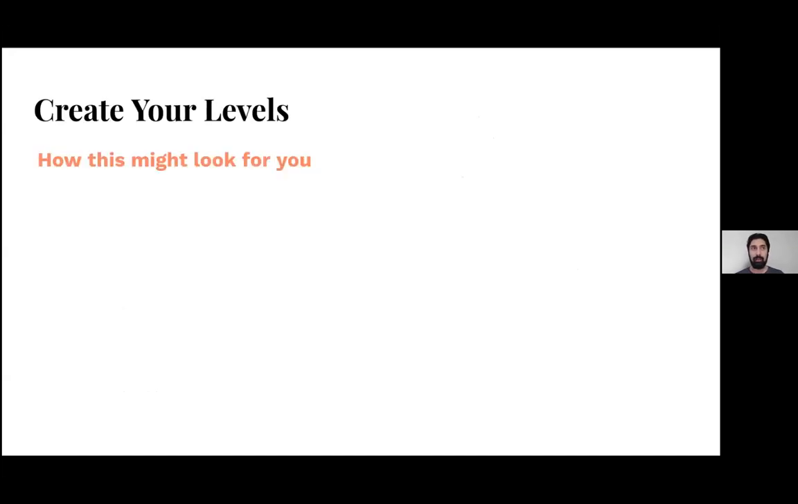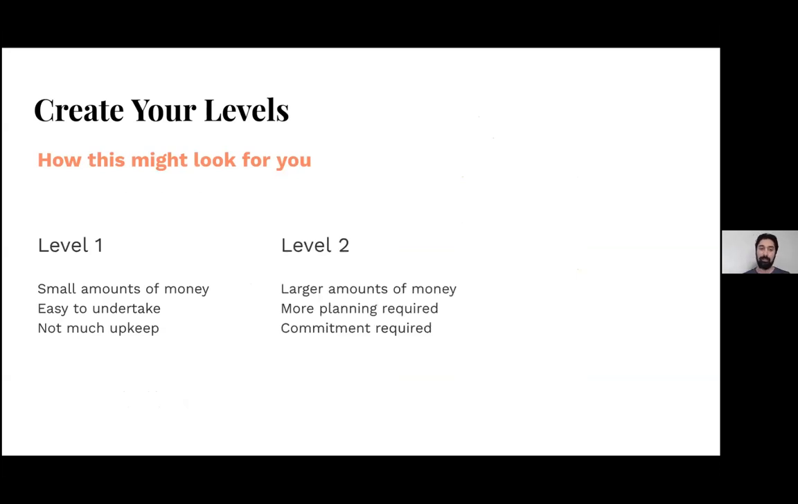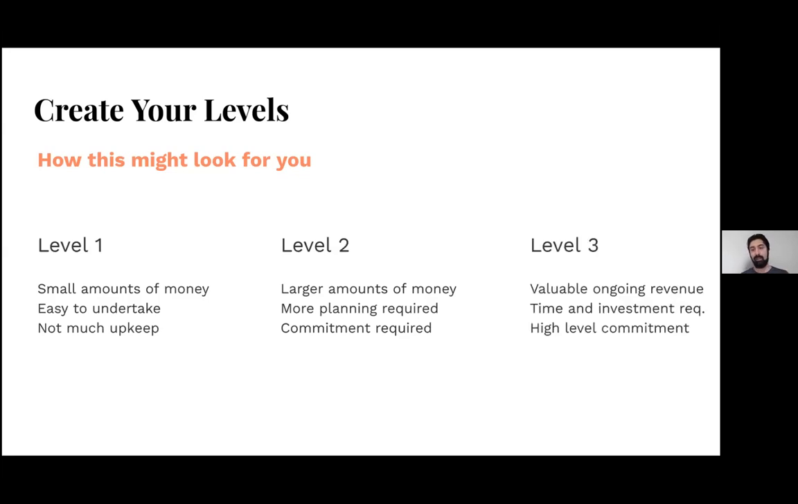When we look at planning that out, we look at doing it in stages, right? Every creator is different, but ideally you want to stage out how you want to earn revenue. Now, if you want to earn revenue in the long term as a YouTuber or someone in the online game, basically online is going to be your career, you want to stage it out to know how you're going to build that up. And we usually do it over 3 levels, with level 1 being small amounts of money, things that are easy to undertake, not much upkeep. Level 2 being larger amounts of money, more planning required, more commitment required. Level 3 being valuable ongoing revenue, time and investments required, and a high level of commitment is required.